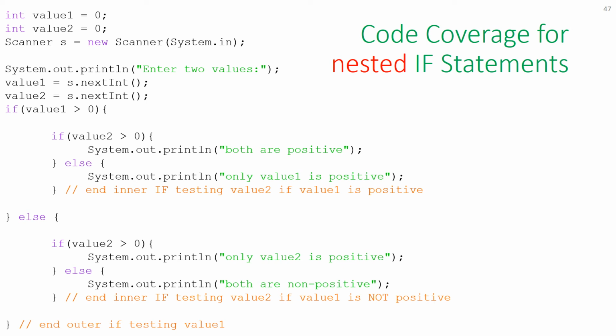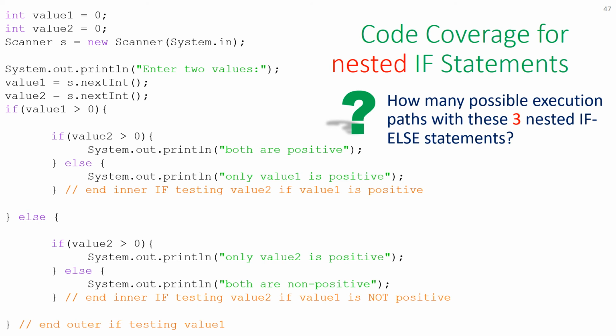So how many if statements do I have here? 3. I have 3 if statements, 1 that's the outer if statement, and inside each branch of that if statement, I have another complete if-else statement. How many possible execution paths do you see?